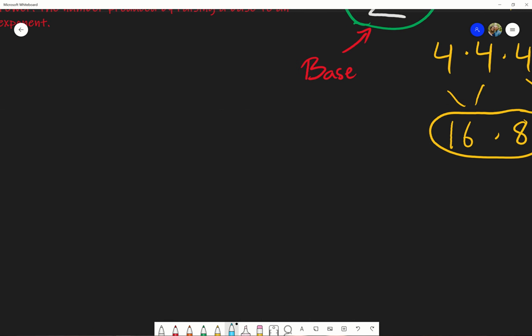So standard form would be something written like this. 5 times 5 times 5 times 5 times 5 times 5. That's standard form. That's just a math problem. That's a repeated multiplication problem.